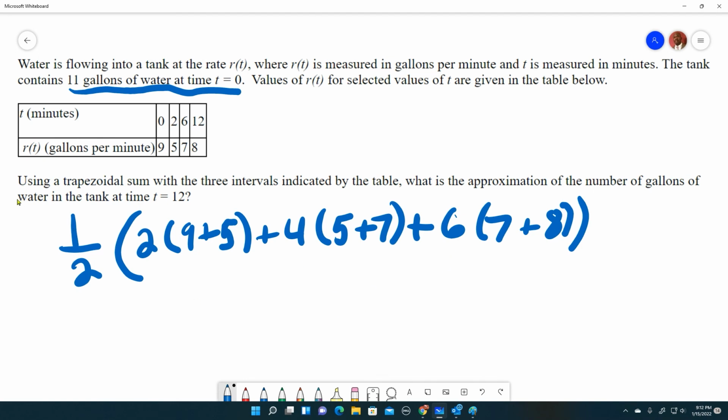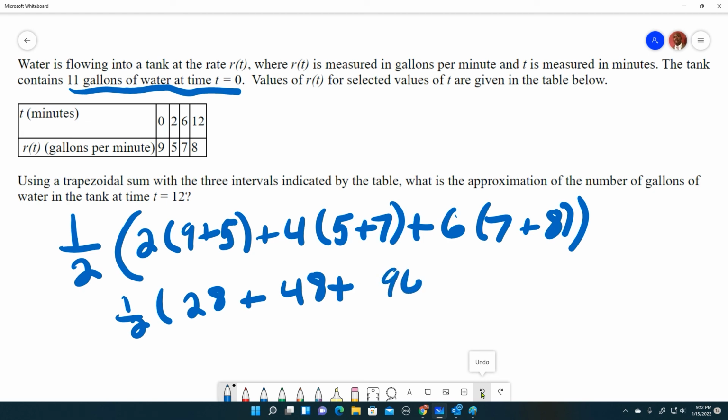All right, so let's see what we get here. So we have 1/2. And this is 2 times 14, that's 28. And this is 4 times 12, that's 48. And lastly, this is 6 times 15, that's 90.